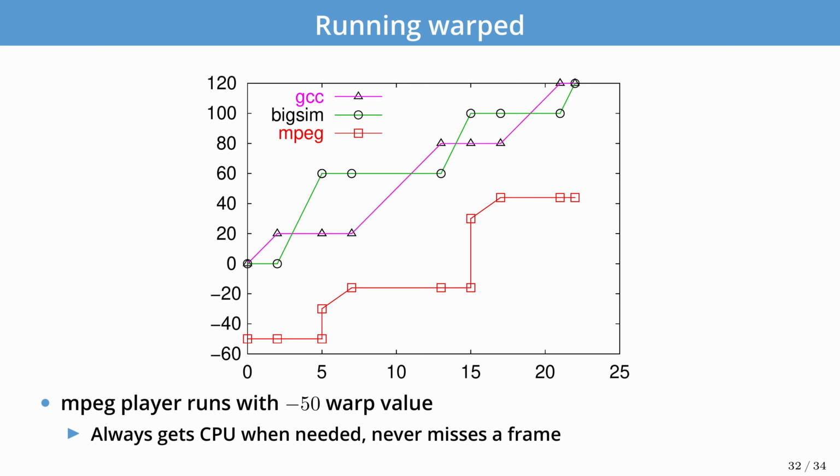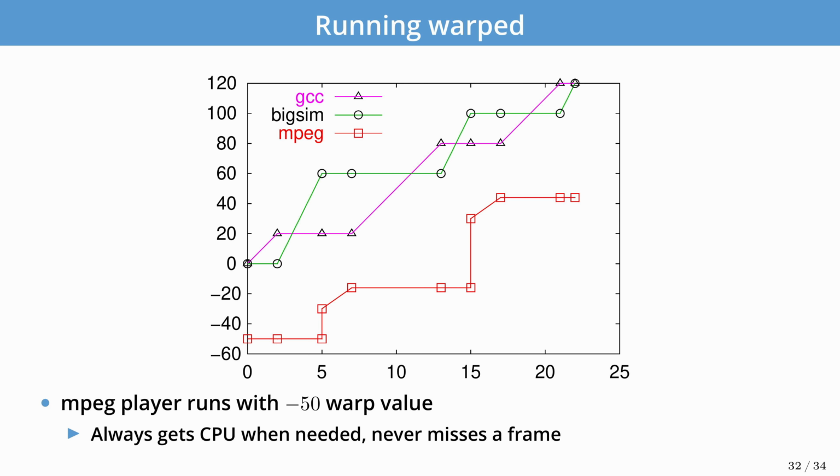So we can see at time t equal 5, the MPEG task woke up, and you can see this vertical jump here because we reset the actual virtual time of the MPEG task to be the scheduler virtual time, which is coming off of the GCC line above. And then we subtracted 50 for its warp value. So the program started up because it had the lowest virtual time thanks to its warp. It executed for a short period of time, and then it went back to sleep. And then GCC and BigSim are consuming CPU at this point, and then the same thing happens again.